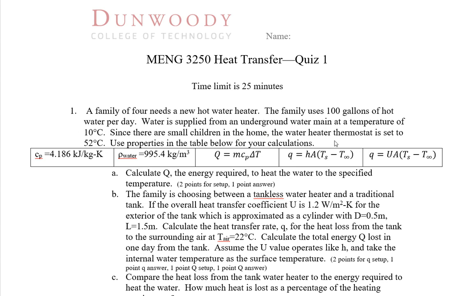Due to some children being in the home, the thermostat is set to 52 degrees C, which is just around 120 degrees Fahrenheit. And we're given some properties, so we don't have to look those up, as well as a reminder of some of the equations we will need. We're asked to calculate the energy required to heat the water to the specified temperature, and I should have been a little more clear in this, but I was looking for that on a per day basis, so like megajoules or joules value. I received some answers in watts, which is fine. I gave full credit for those.